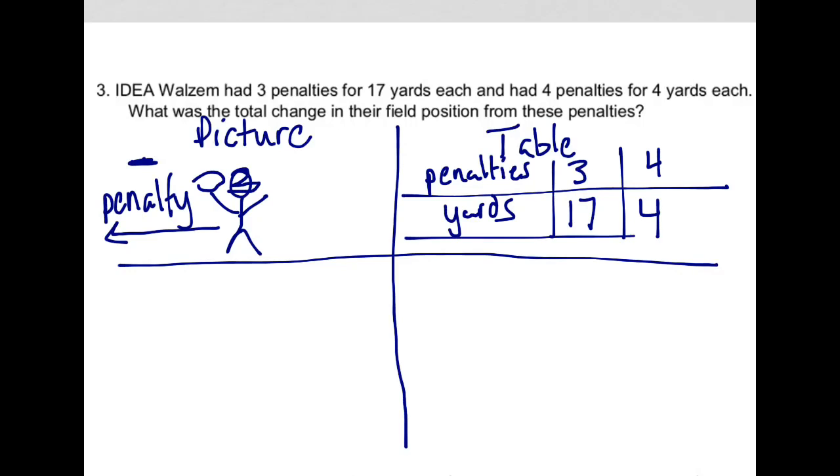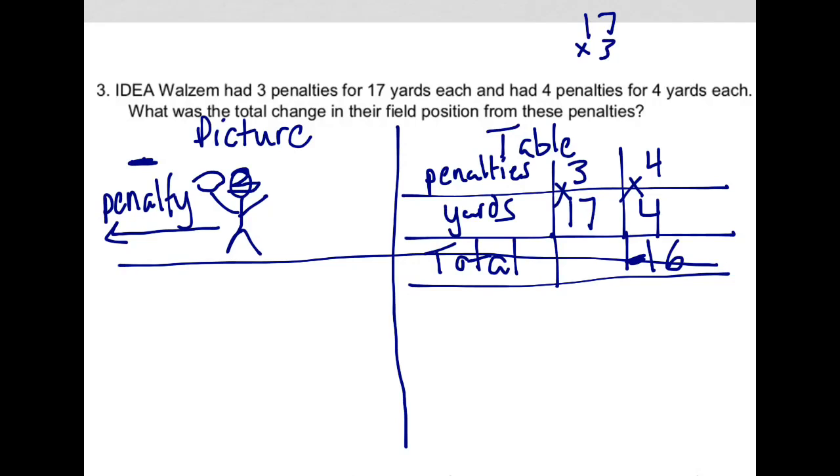So if I want to figure out the total, I can multiply 3 times 17 and 4 times 4. I know 4 times 4 is 16, and I know that's going to be negative because when we talk about penalties, we're in negatives. And then 17 times 3, 7 times 3 is 21. 3 times 1 is 3, plus 2 is 5, so that's 51. So I've got negative 51. So my two numbers are negative 51 and negative 16.